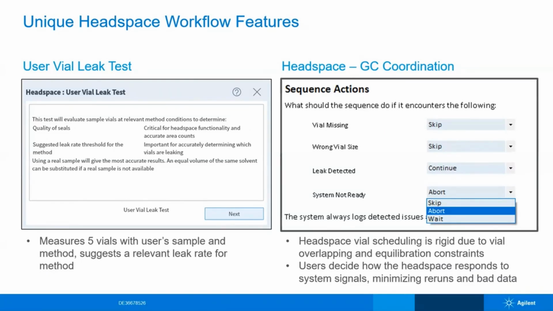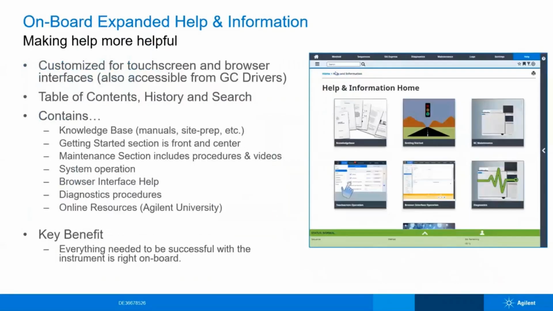You can go into specific sequence actions and reactions. If different errors or issues occur, you can change how your Headspace reacts to those issues. So for instance, having a vial missing can have a different reaction than maybe a vial size or a leak detection. All of these give you more options and let you cater the system and the method to your particular operations, without just having an ambiguous error message that you need to then go and troubleshoot.